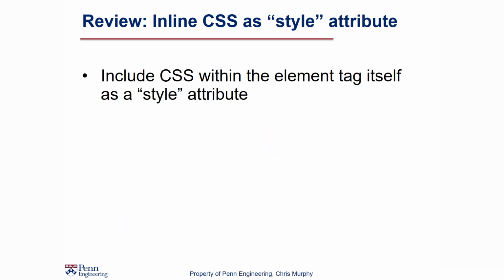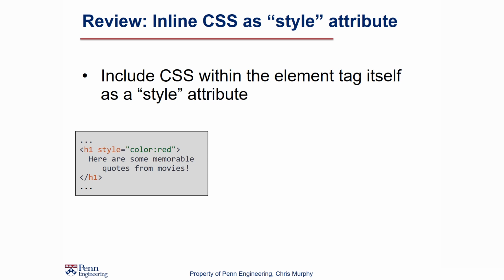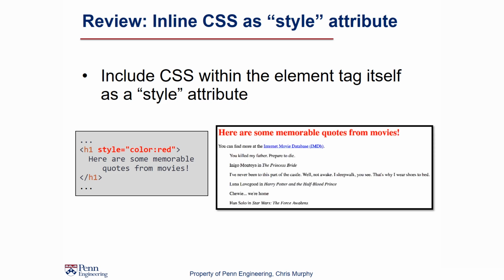Let's review the first way, which is the inline CSS as a style attribute. When we're doing inline CSS, within the tag for the element, we specify the style attribute with the styling that we want to apply. In this particular case, we're saying that for this particular tag, we want it to appear red. So in that case, we would see it still H1, still a little bit bigger font, still bold, but in this case red instead of the default, which is black.